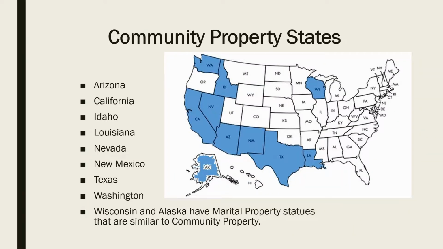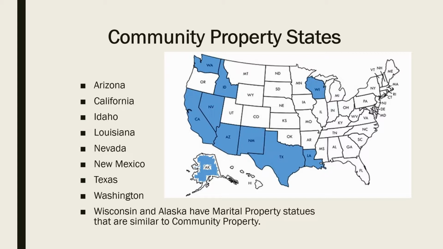The map and the list show the 8 states that recognize the concept of community property. You'll notice that all of them are in the south or southwestern or Pacific coast areas of the United States. All of them have some connection with either the French or, in most cases, the Spanish civil law. And indeed, that's the origin of community property. It comes from the civil law concepts that are followed in Europe.